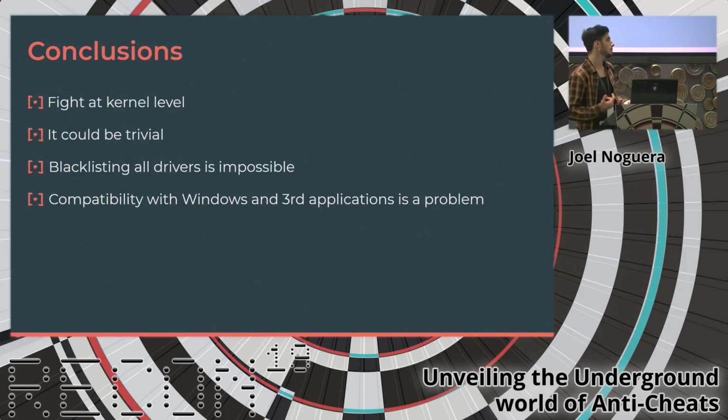And most important is that compatibility with Windows and third-party applications will always be a problem. Managing all the changes that these applications have in real time, or that are updated every week, is really hard for anti-cheat developers. We will probably use all these features they need to provide in order to abuse them and gain an advantage against all the controls they perform.